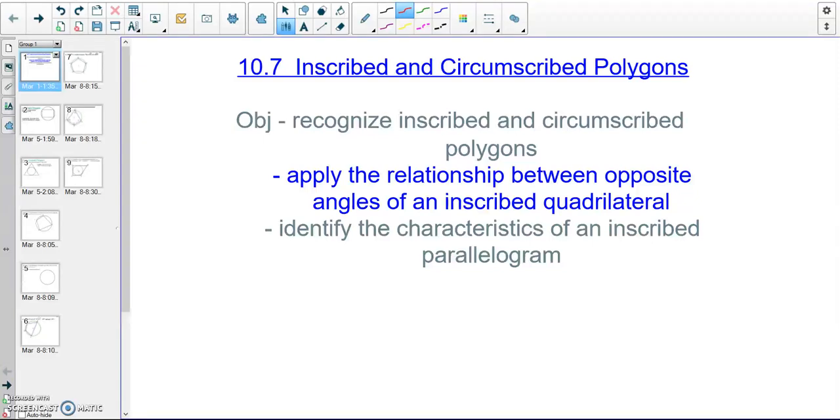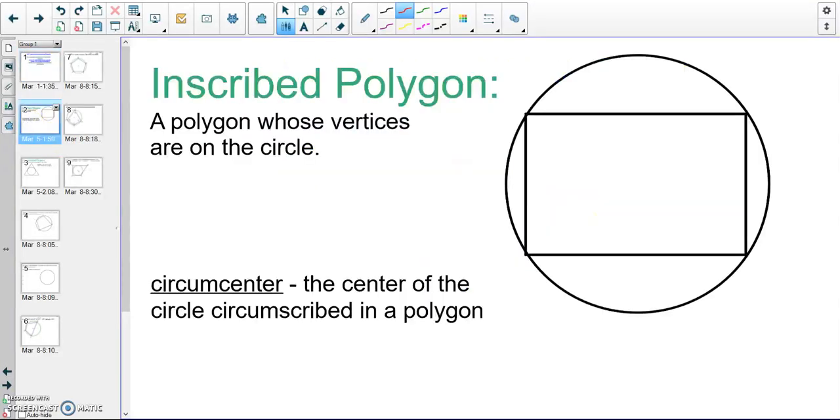Specifically, we're going to do 10-7 and talk about inscribed and circumscribed polygons, which we talked a little bit about, but we're going to talk about them more, and we're going to look at some special relationships that happen when you have quadrilaterals inscribed in circles. So first, let's make sure we're good with the vocab.